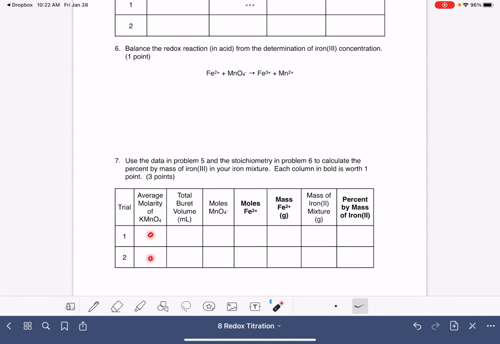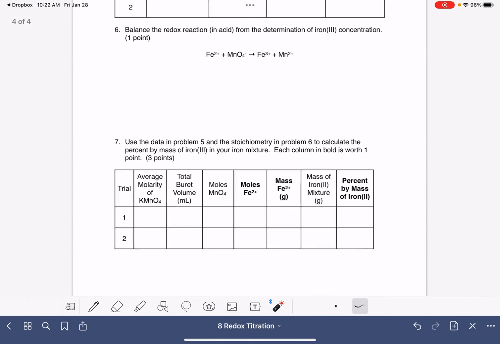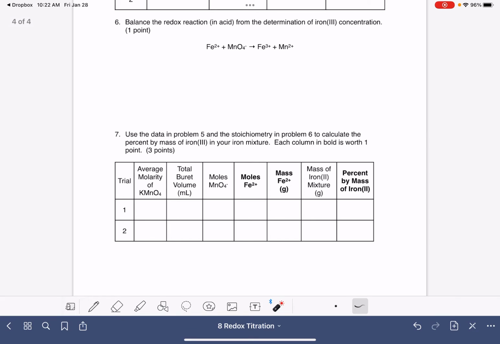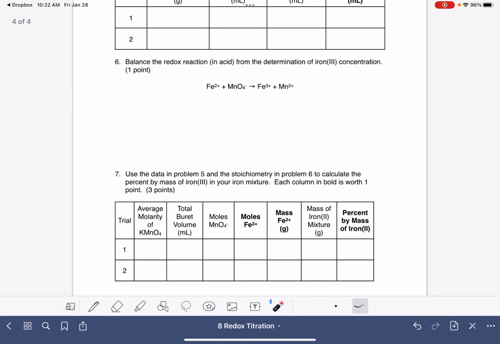Remember, this is the molarity that you calculated in problem number 4, and you copied it to this data table. Your total burette volume, that's referring to that number right there, so you'll just copy those 2 trials into that spot, and then you're going to use the molarity and the volume to calculate moles. As a reminder, again, molarity is moles divided by volume in liters. We're trying to calculate moles. We know the molarity, and we know the burette volume. Again, watch out for your units, liters versus milliliters.